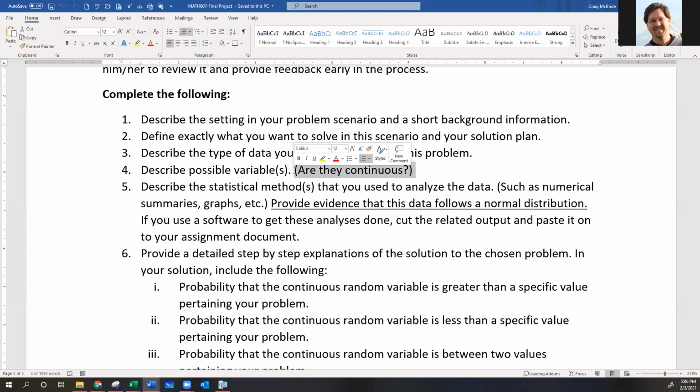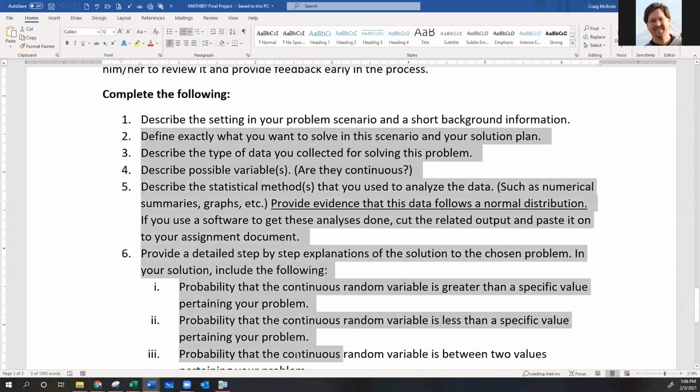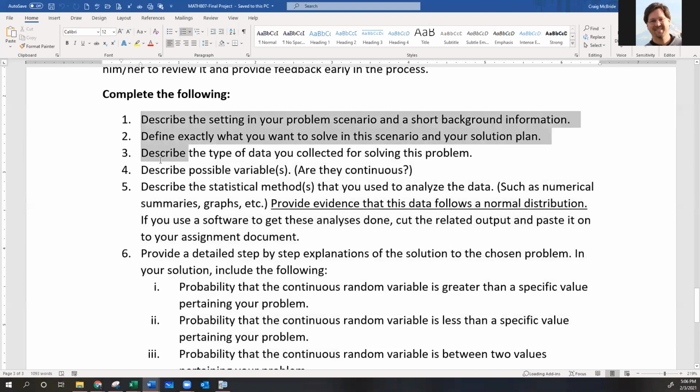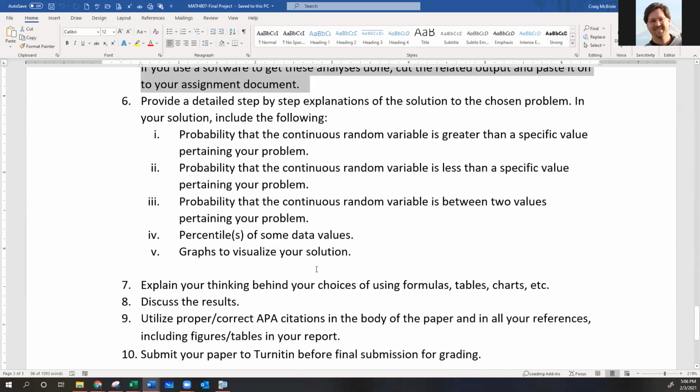Because the scenario doesn't matter. As far as what you're supposed to learn with this, it's all about being able to do the rest of everything, right? And these first 5 questions, in my opinion, are the more important questions than 6. With 6, you're literally just redoing what we did in the homework. You're only doing it with your scenario and your numbers, right?